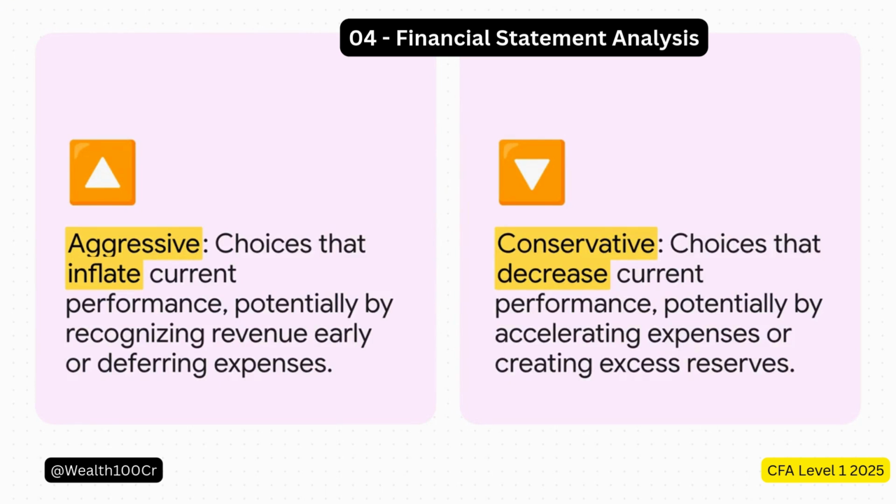Aggressive choices, like booking revenue a little too soon or pushing expenses into the next quarter, make the current period look fantastic. But it's often like borrowing from the future. Performance down the road is going to take a hit. Conservative choices do the opposite. They might lower today's performance, maybe by taking a big provision for a future loss, but that can help future periods look even better. We don't want either. What we're looking for is neutrality.